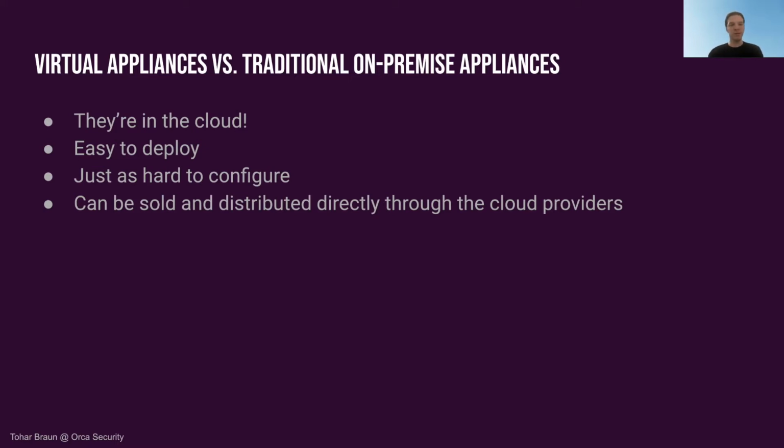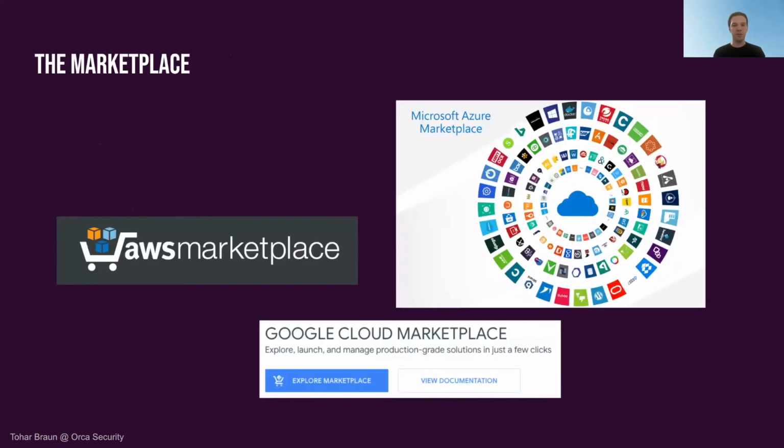What a virtual appliance actually is, when we're talking about virtual appliances, we're talking about pre-configured servers that you can simply, with very few clicks, just deploy to your environment. Again, be it a web server or a security product such as a firewall. So to ease the transition for software vendors, the cloud providers have come up with a marketplace. AWS has one marketplace, Azure has a marketplace, and Google Cloud has a marketplace.